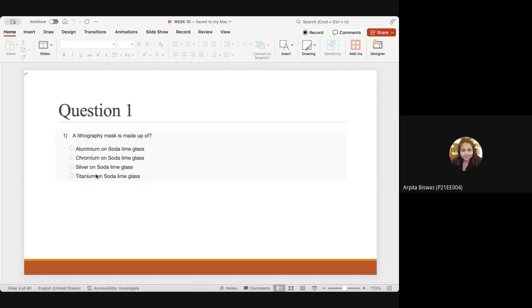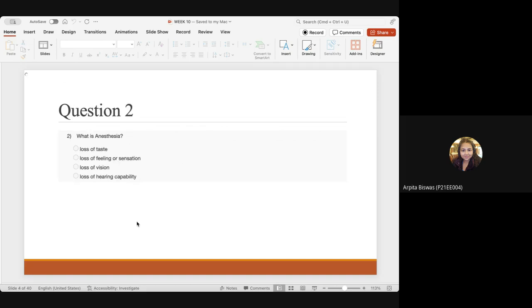So this is the question number one. We can discuss these questions for 10 to 15 minutes. A lithography mask is made up of: first option is the aluminum on soda lime glass. Second is the chromium on soda lime glass. Option C is the silver on soda lime glass, and titanium. Option D is the titanium on soda lime glass. So what is the right option here? Option B, ma'am. Yes, chromium on the soda lime glass.